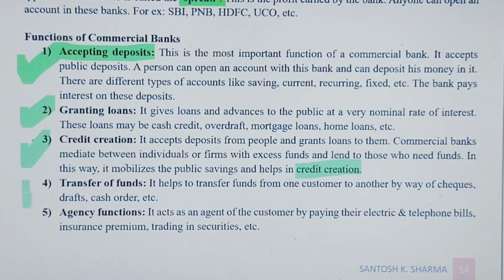The fourth function of a commercial bank is transfer of funds. It helps to transfer funds from one customer to the other by way of checks, drafts, cash orders, DD. There are so many ways by which the commercial banks help to transfer the funds from one bank to the other. Okay, the fifth function is agency function, where the bank acts as an agent for the account holder. I mean, while paying the insurance premium, electric bill or telephone bills. So these are all agency functions. The bank acts as an agent.